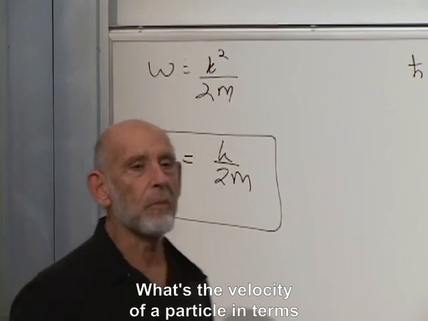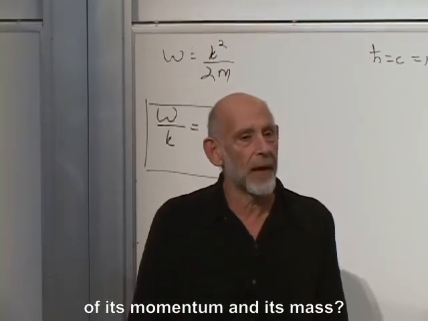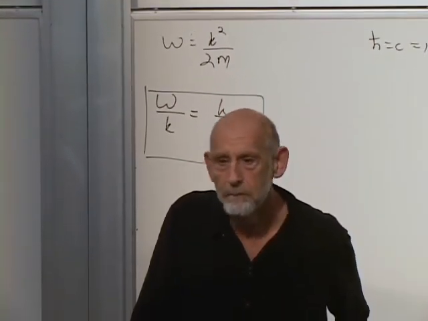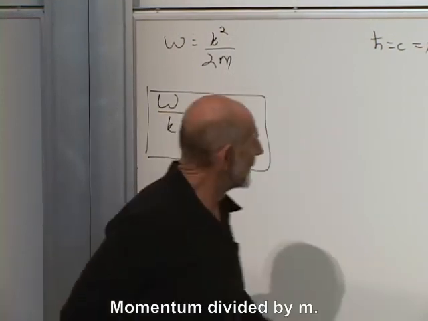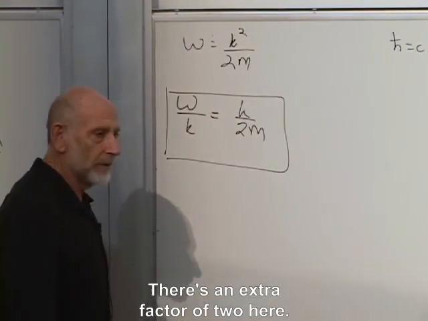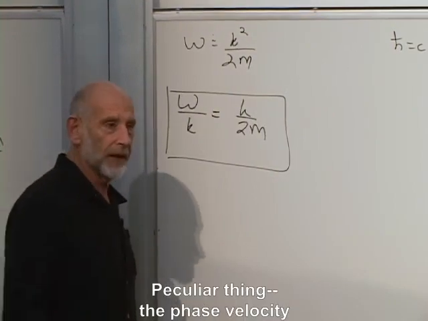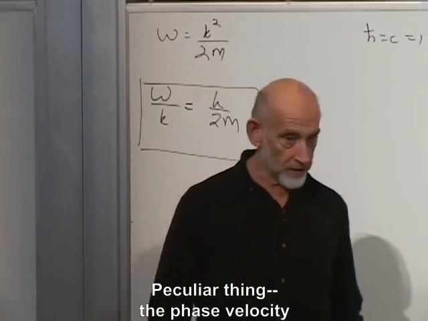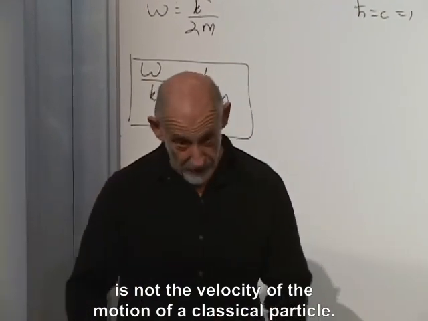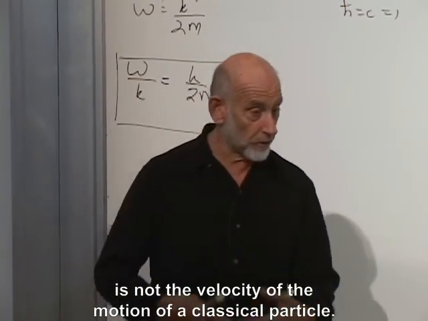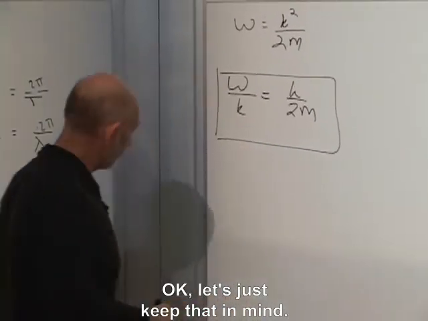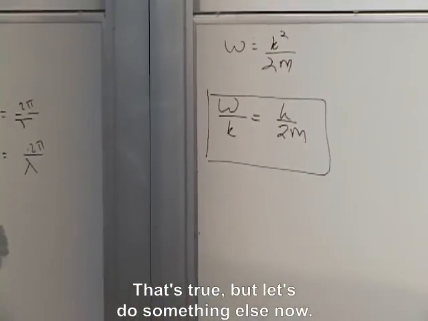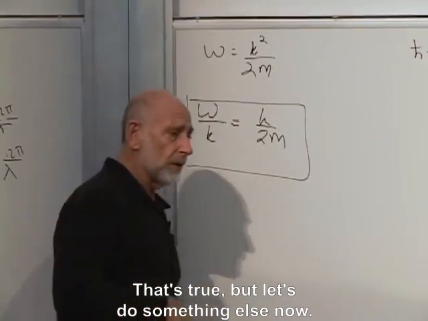What's the velocity of a particle in terms of its momentum and its mass? Momentum divided by m. There's an extra factor of 2 here. What's that doing there? Peculiar thing. The phase velocity is not the velocity of the motion of a classical particle. Okay, let's just keep that in mind. That's true. But let's do something else now.